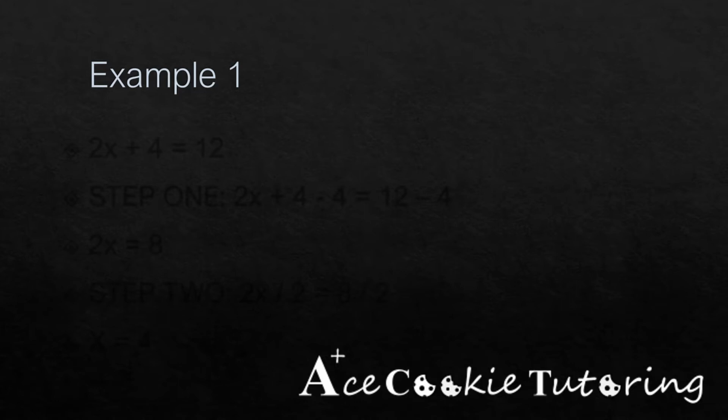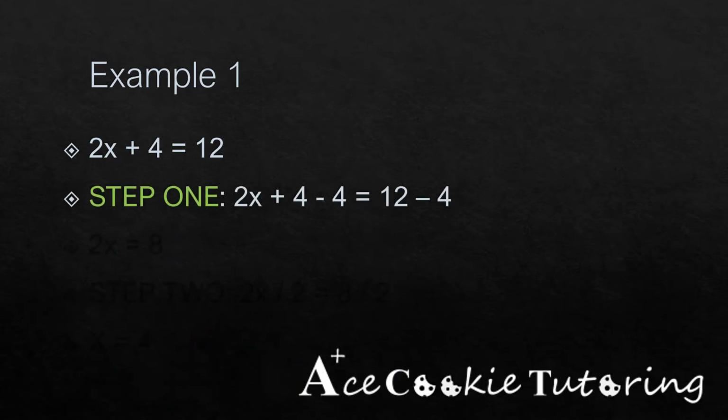Okay, now that we have those reminders out of the way, we are ready for example number 1. Our first problem is 2x plus 4 equals 12. With one-step equations, we knew we had to get the variable by itself and move everything to the opposite side of the equal sign. It's the same thing here, except we have two steps instead of one step. Our first step here is to get rid of the plus 4. The way we're going to do that is we're going to subtract 4 from both sides, because remember, the opposite of addition is subtraction.